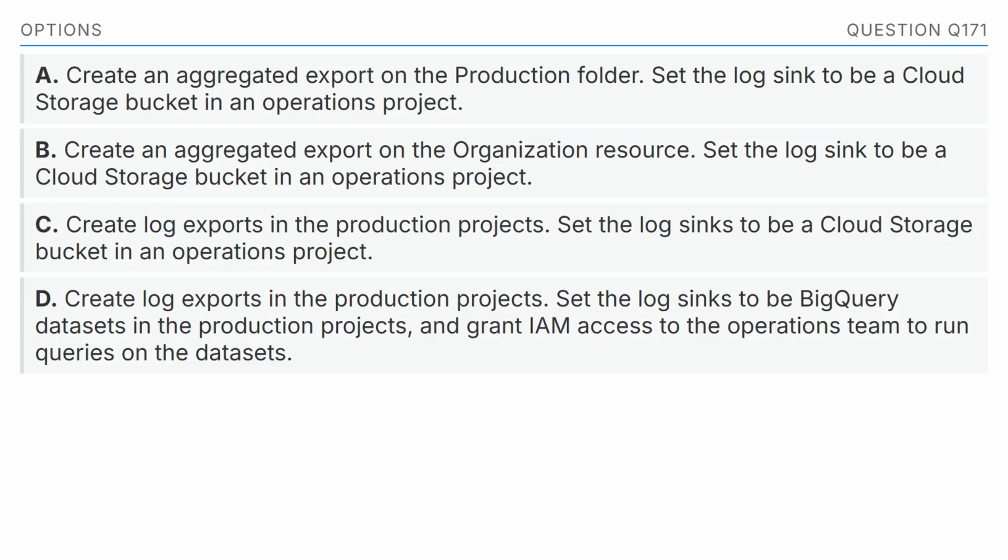Option D. Create log exports in the production projects. Set the log syncs to be BigQuery datasets in the production projects, and grant IAM access to the operations team to run queries on the datasets.